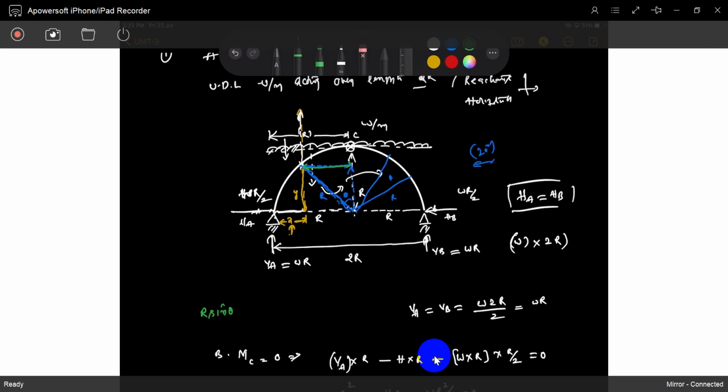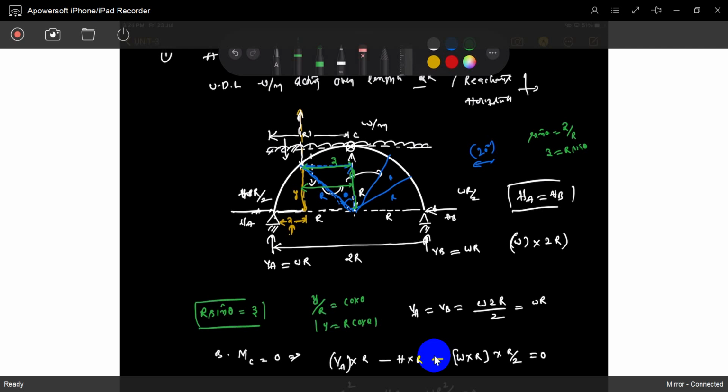If you take the triangle, and call this distance z, then sine theta is z by r. So z is r sine theta. If you take this height, that height is exactly equal to y. Understood? So cos theta is y by r. So y is r cos theta.